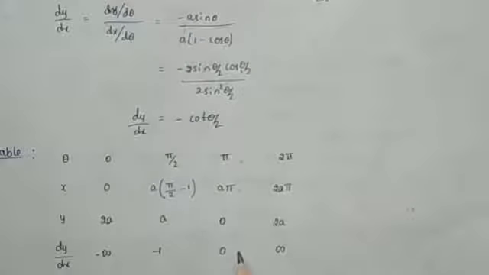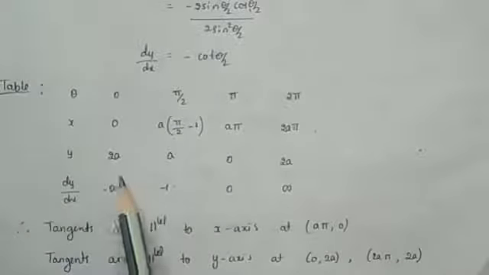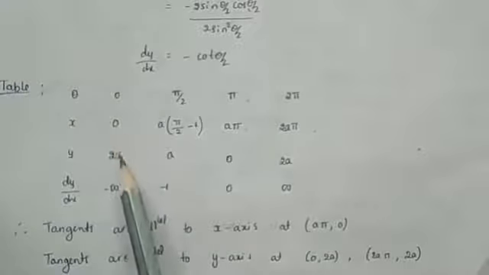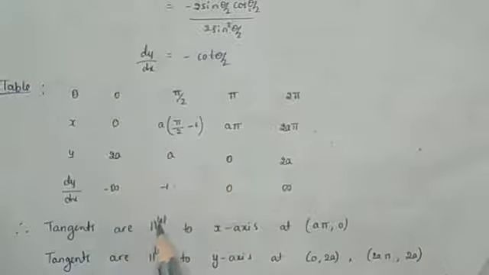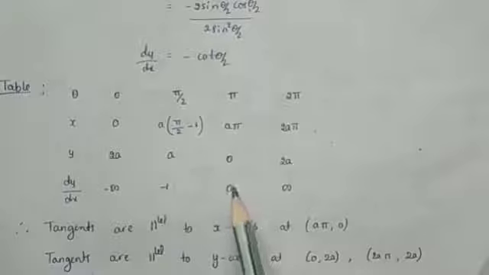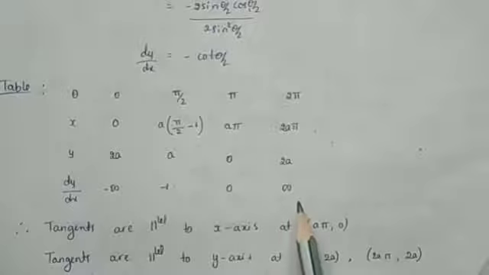Next similarly you put theta is equal to pi and 2 pi, you get x value as a pi and 2a pi. Y values are 0 comma 2a. Dy by dx is 0 and also infinity. You get dy by dx is infinity at 0 comma 2a. Therefore the tangents are parallel to y axis. Okay, if you get dy by dx is equal to 0 at a pi comma 0, the tangents are parallel to x axis. In this case the tangents are parallel to y axis at 2a pi comma 2a.